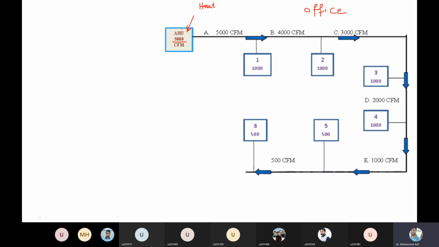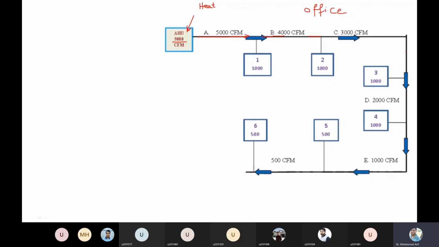So let's say the air handling unit is supplying 5000 CFM. This 5000 CFM goes in the main branch. Let's say this is the first building. The first building requirement is, let's say, 1000. So 1000 goes there, and then the remaining is 4000. Then 4000 goes on, and then the second building comes. 1000 is the demand of the second building. Then the remaining is 3000.